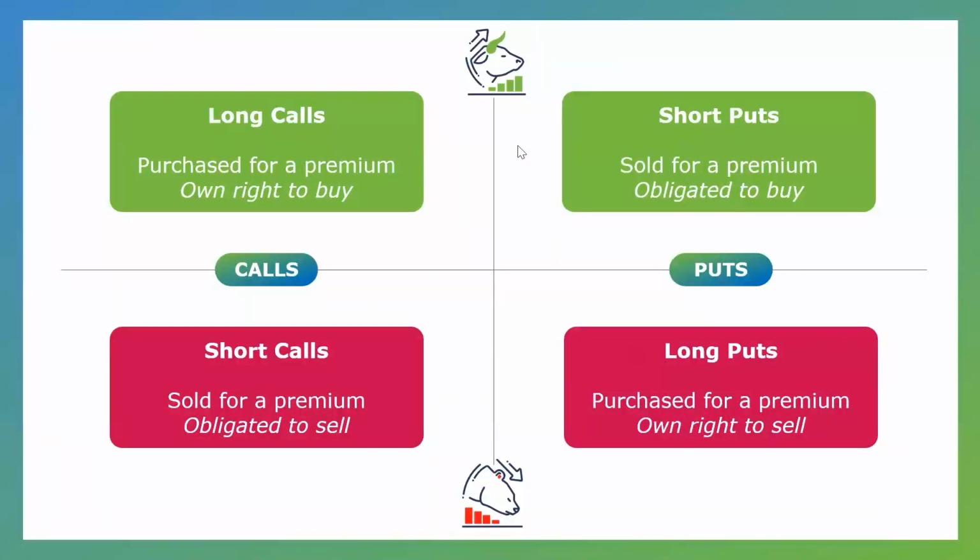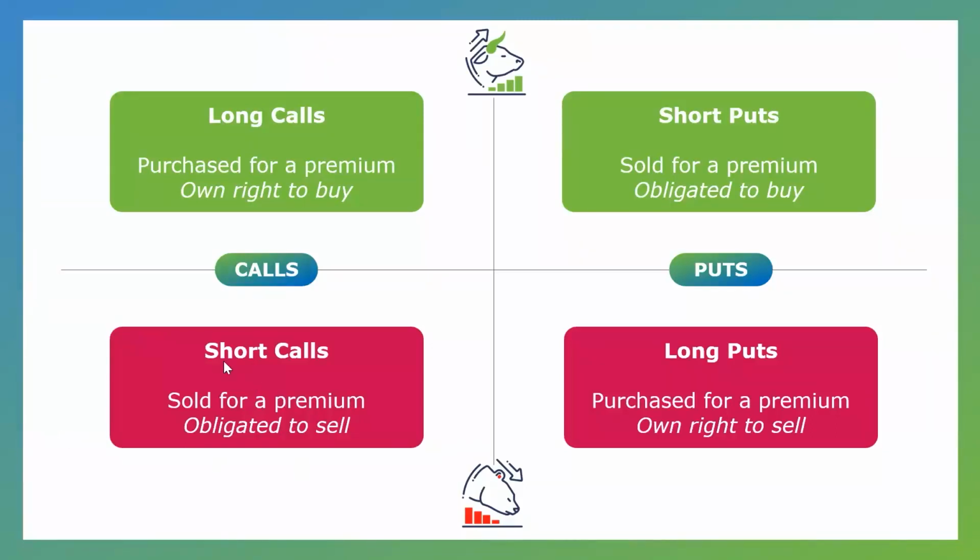Okay, so we have a basic T chart here of the four main strategies. We have long calls. This is the most common strategy that most of you would be familiar with. Long call simply means you buy a call option, and this is purchased for a premium. In this case, you own the right to purchase shares of the underlying asset. The short call is the opposite. This is sold for a premium. So the option seller is selling, or writes, a call option to the option buyer. The option buyer pays a premium. The option seller receives a premium.